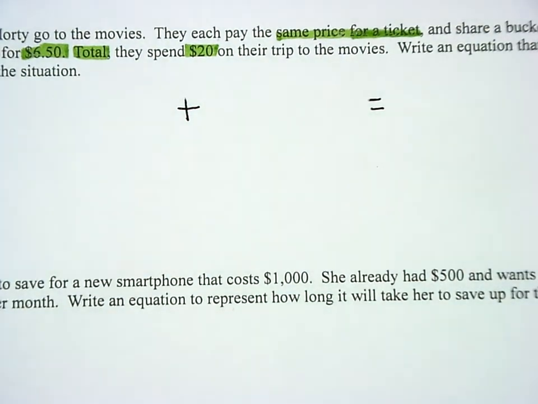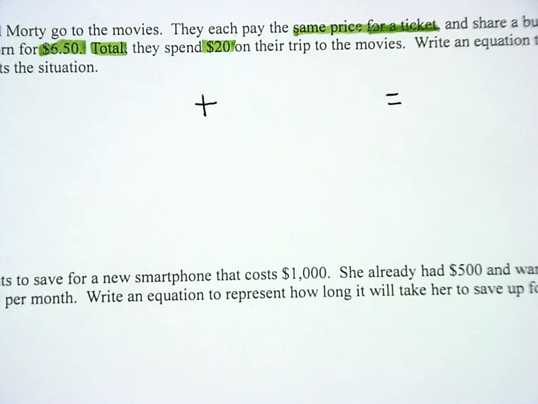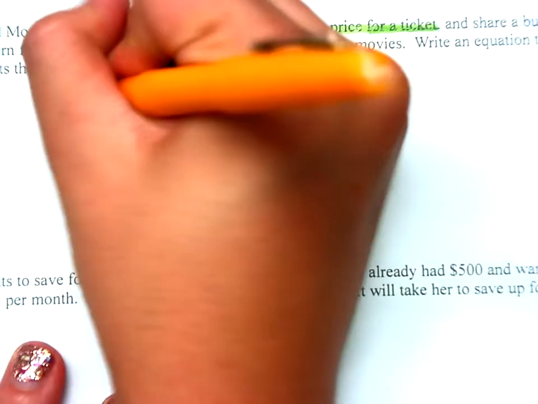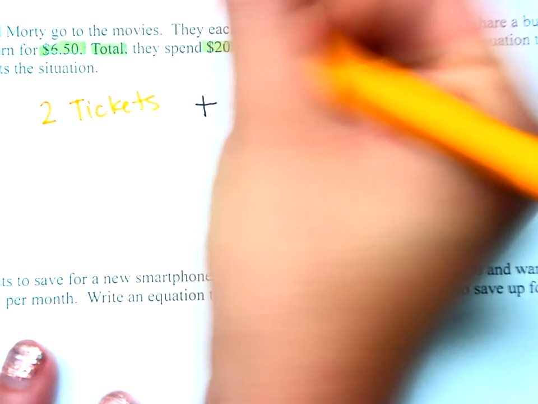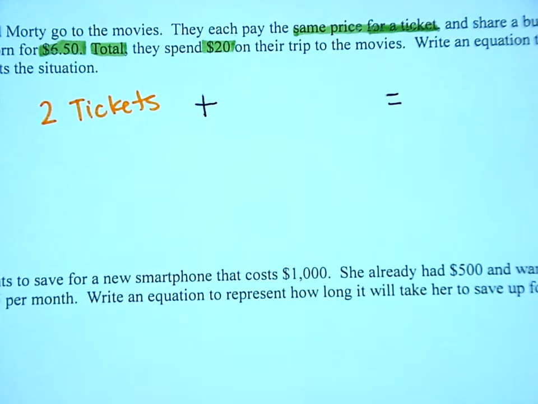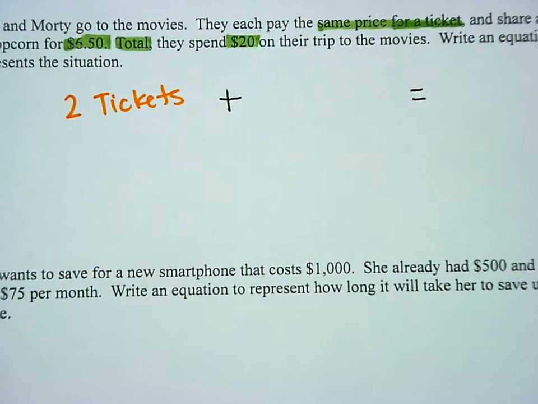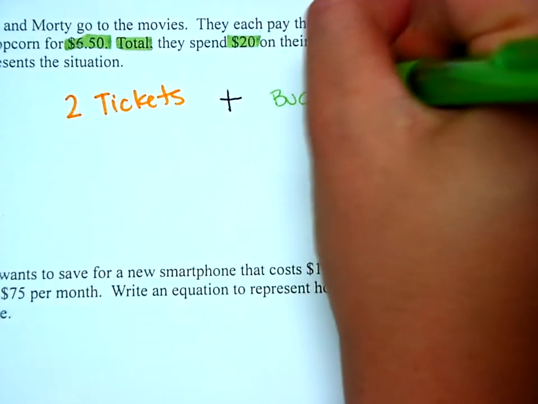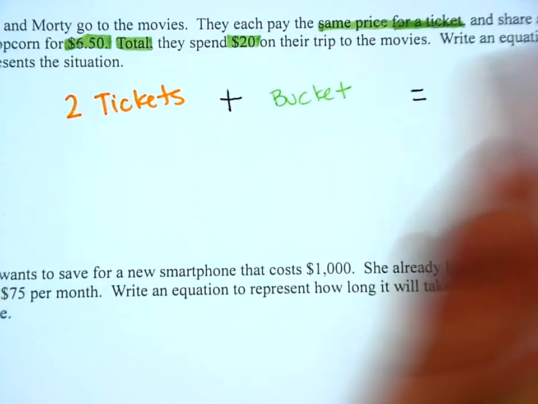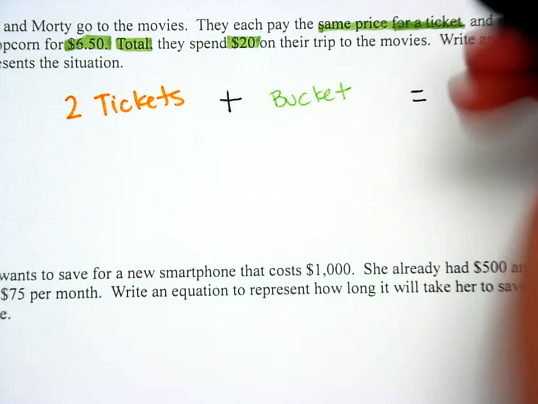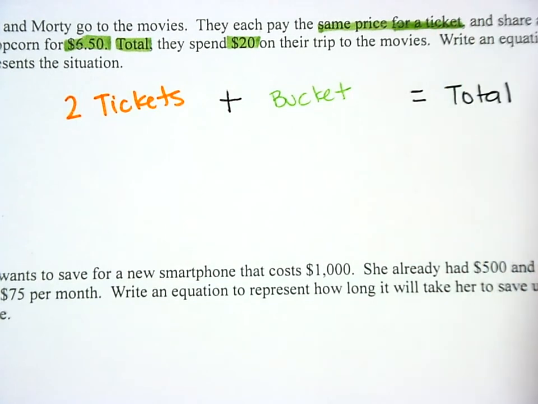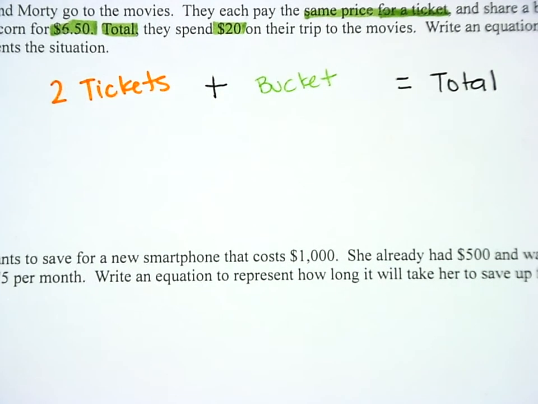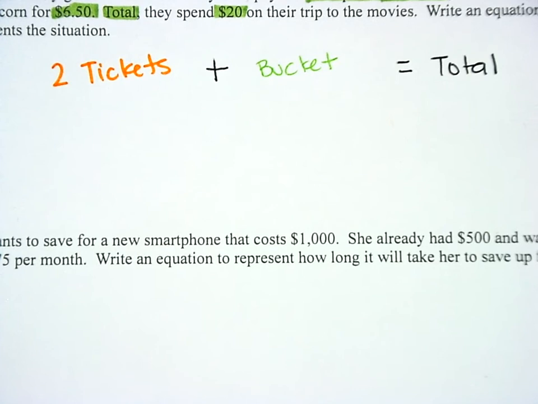The first thing we have that they bought was tickets. Now they each bought a ticket, but it's the same price, so it's 2 of something. So for tickets, we've got 2 tickets. Okay, and then the bucket of popcorn, well, they just bought 1, and we know that's $6.50, but for now I'm just going to write bucket. So tickets plus bucket equals their total. I'm just going to write that in black. Okay, so really just general basic idea of the problem. Let's fill it in with some math now.